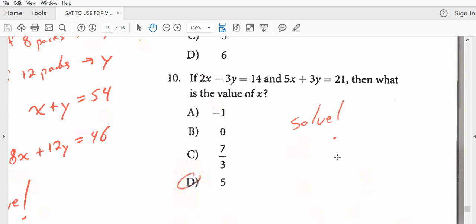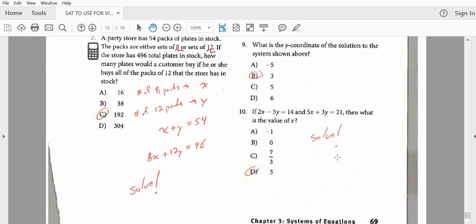So I could write 2x minus 3y equals 14. Then below it, write 5x plus 3y equals 21. We see our y's are the same number, one positive, one negative, so those can eliminate without any alteration to our problem. When I add down, I'd have 7x is equal to 35, and we could solve to get x equal to 5.